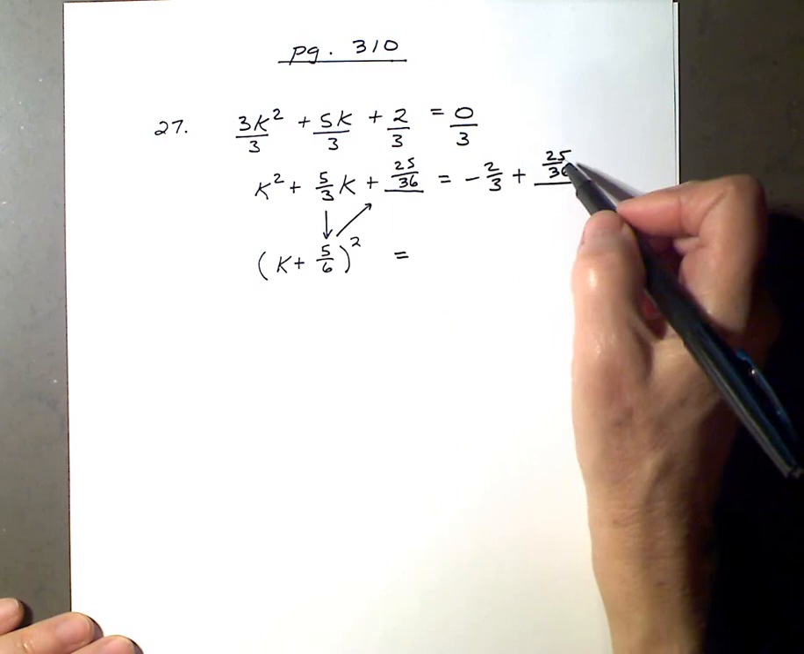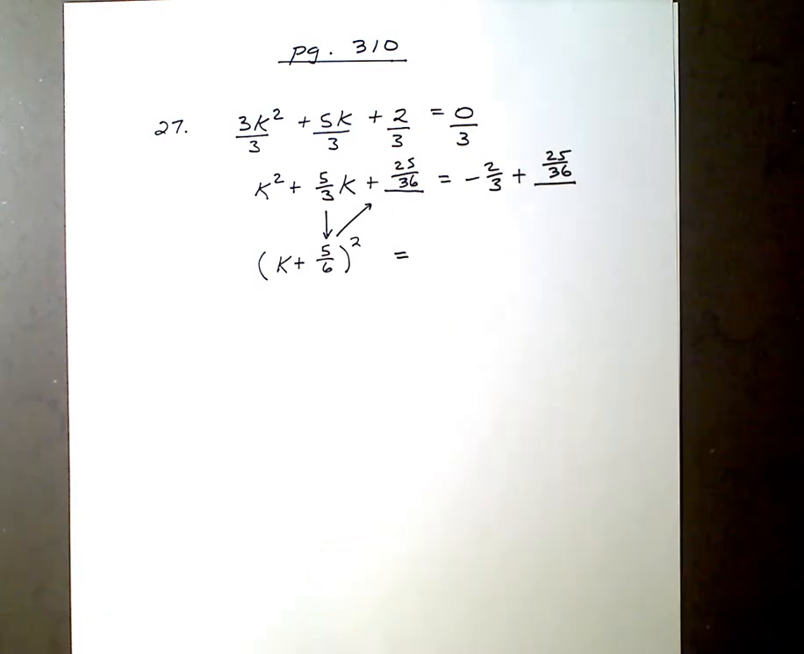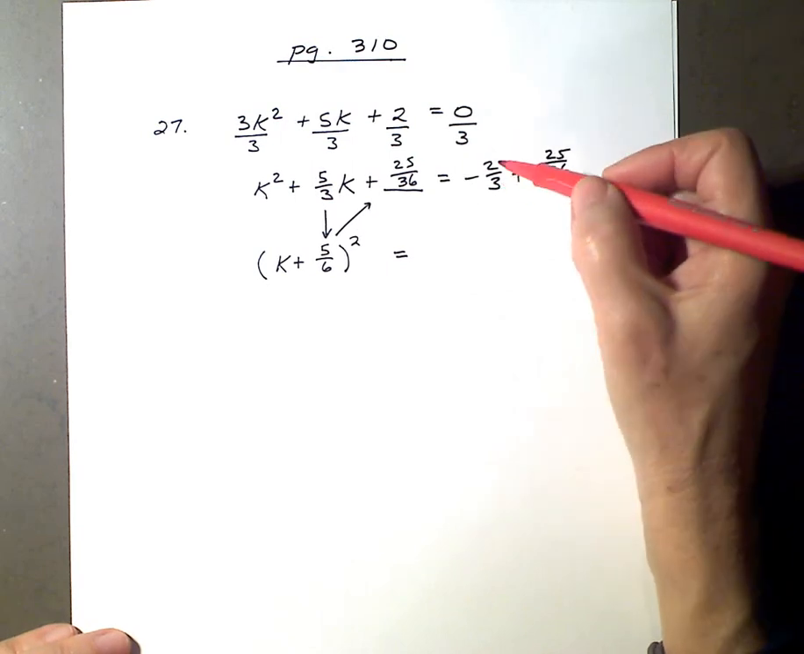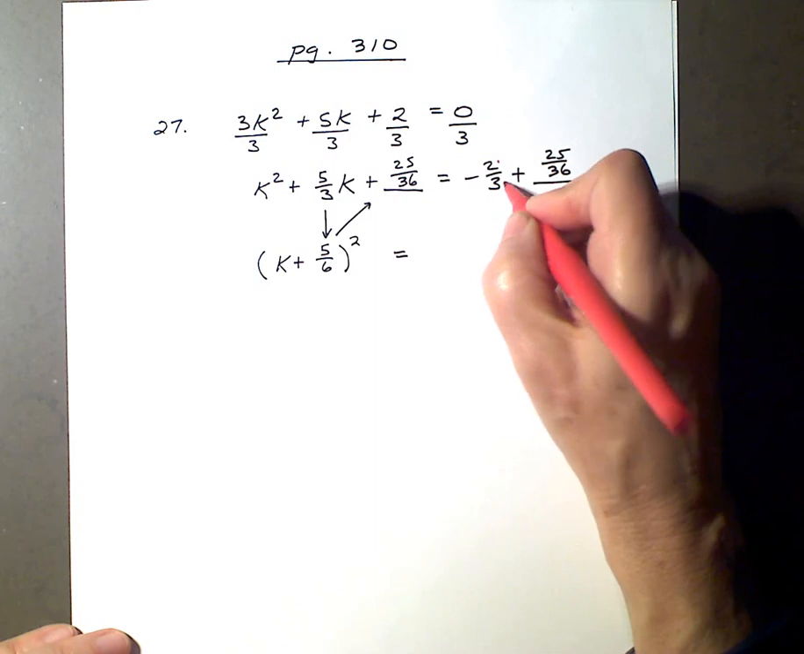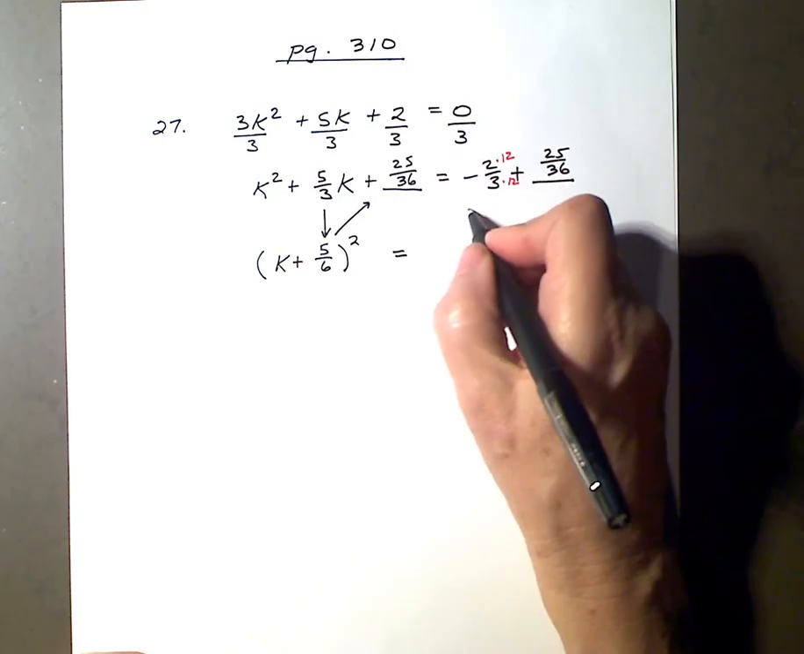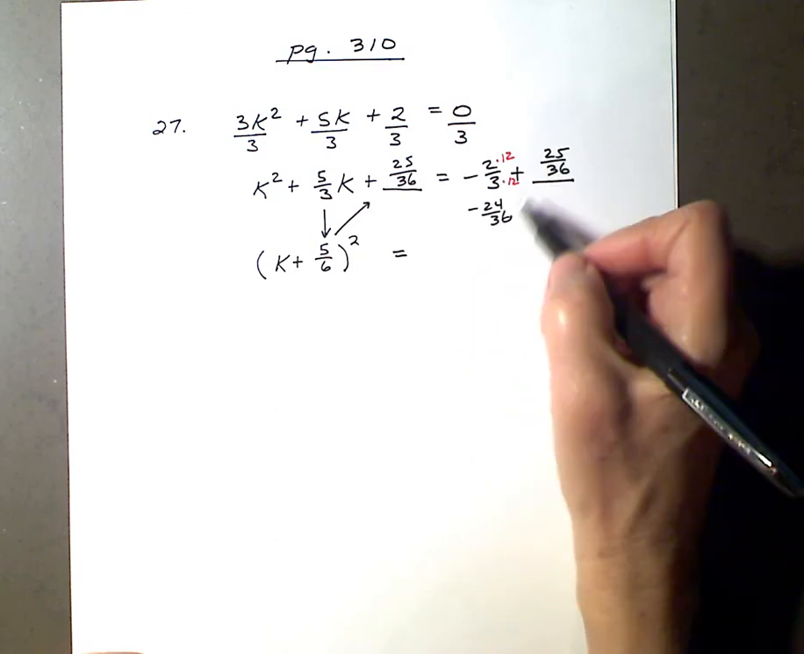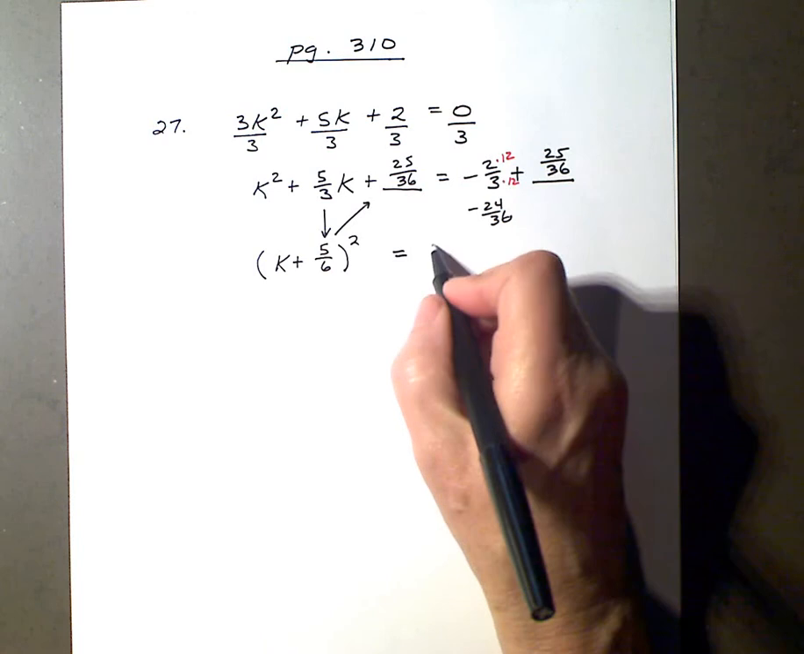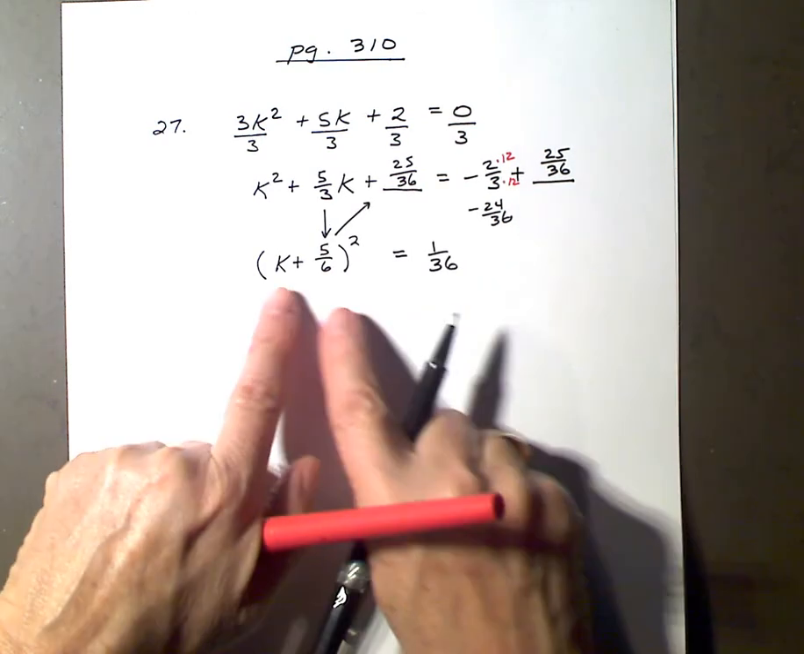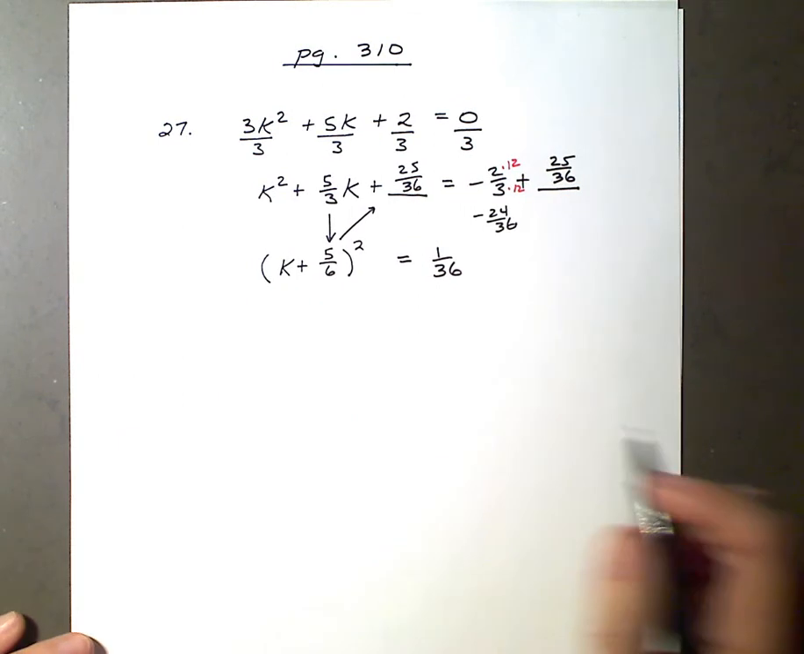So negative 2/3, if I rewrite that over 36, multiplying by 1 in the form of 12 over 12, that's a negative 24/36. And when I add that with positive 25/36, I just get 1/36. So this is the ideal position that you want to be in. Squared expression equals number. So now I can take the positive and negative square roots of both sides.